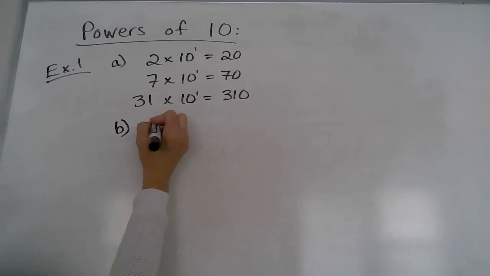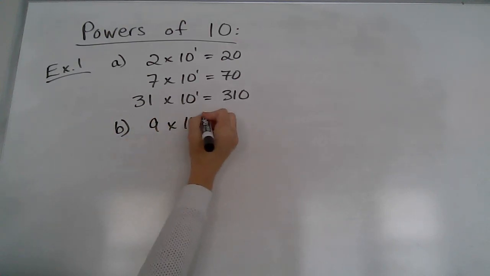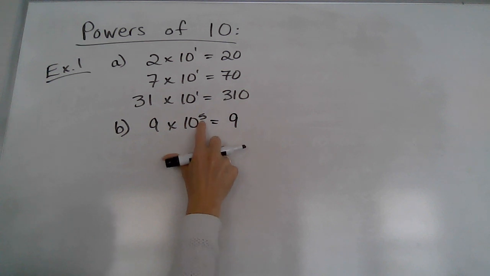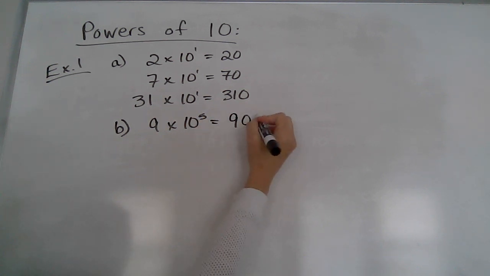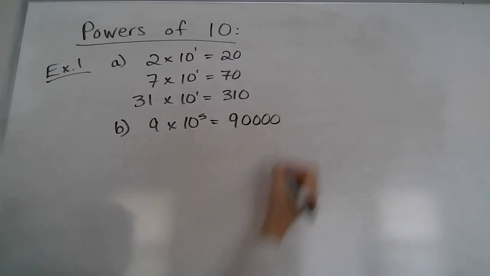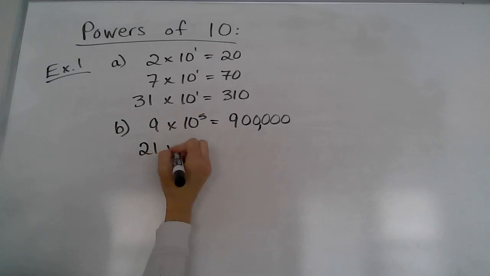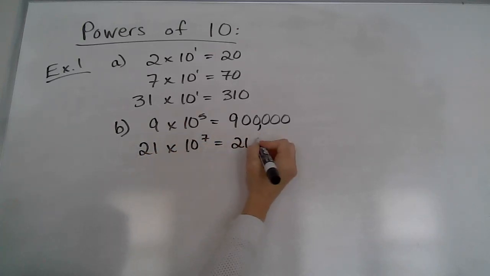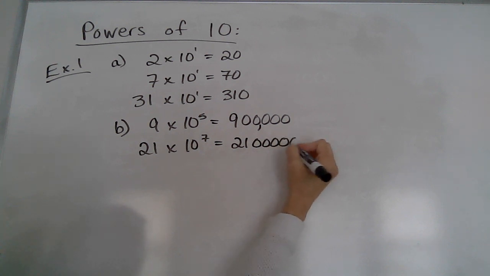If we have 9 times 10 to the 5th, if we follow that pattern, we can write our number down and we can put 5 zeros behind it and get our answer, 900,000. Maybe we have 21 times 10 to the 7th. We write a 21 and then we put 7 zeros behind it.